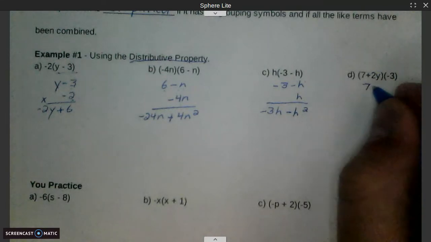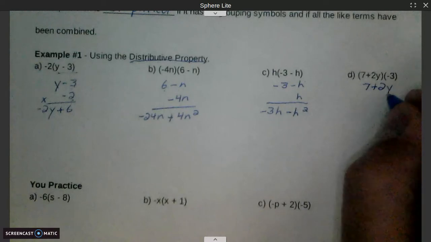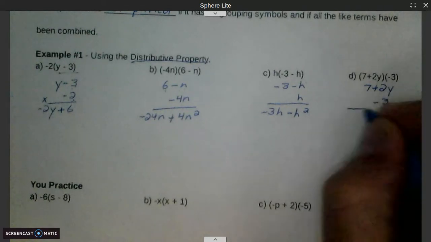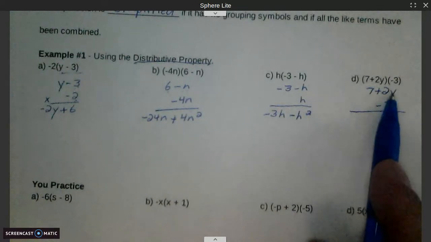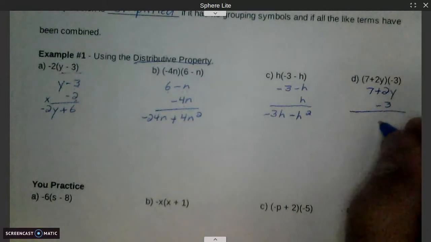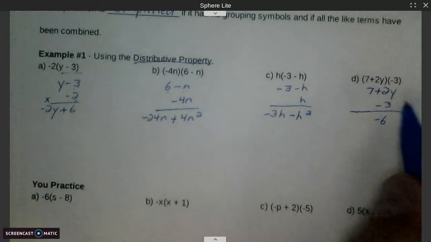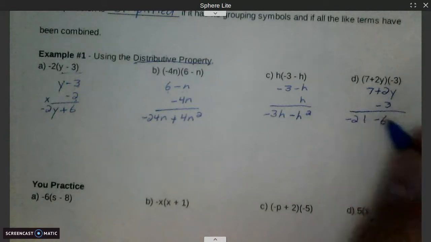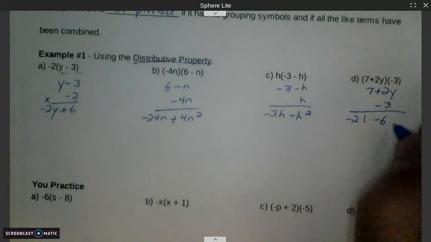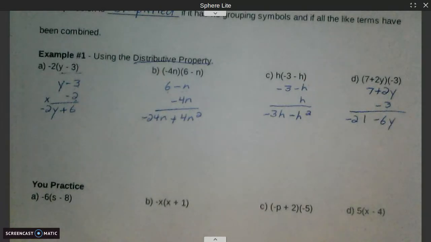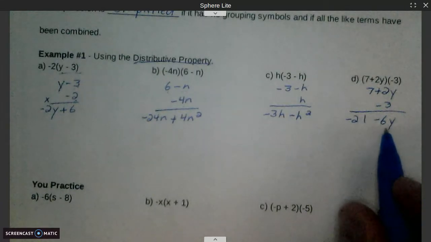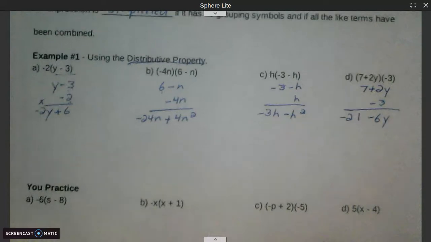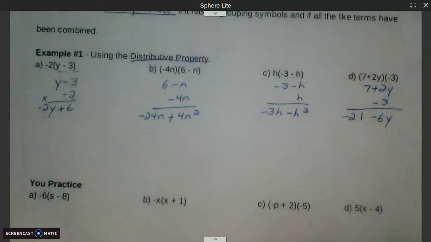If I do this one, I'm going to take 7 plus 2y, and I'm going to multiply by negative 3. So I'm going to take first 2y times negative 3, get negative 6y. Negative 3 times 7 is negative 21. So I have negative 21, and I almost forgot my y, minus 6y. I knew that I forgot my y because these are like terms, which we're going to talk about here in a second. So that's one method to solving using the distributive property.